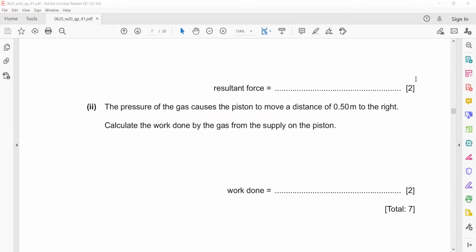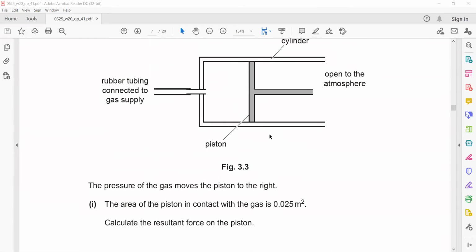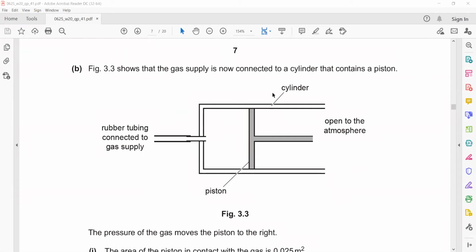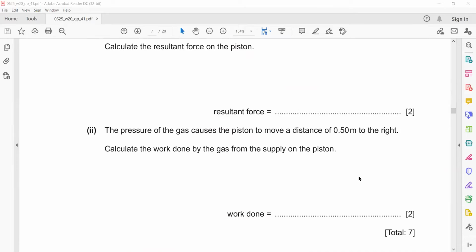The pressure of the gas causes the piston to move a distance of 0.5 meter. Work done is force multiplied by distance. So the force you already calculated, the distance is given, you multiply them and you will get the work done. Even if they do not use the term resultant in an exam, it should be done in this manner. If you know the inside pressure and the outside pressure, you always take the difference to calculate the resultant pressure. If the question was to calculate the force due to the gas on the piston, then we would not take a difference. But if they say calculate the force on the piston, it means they are asking for the resultant one.